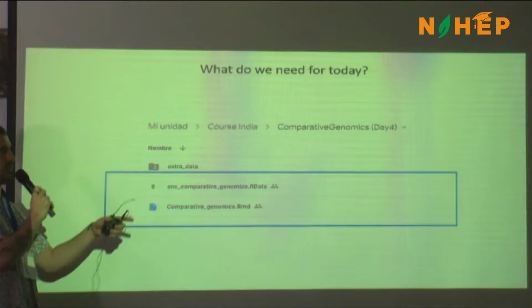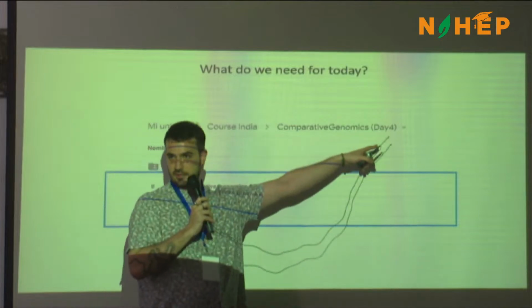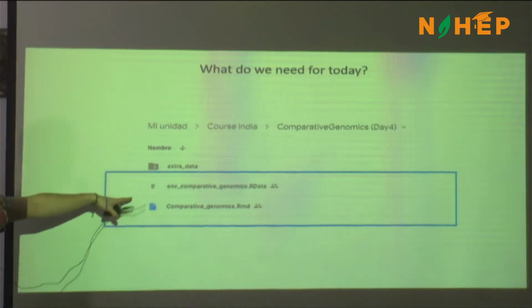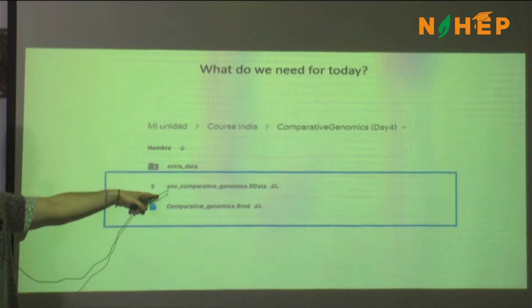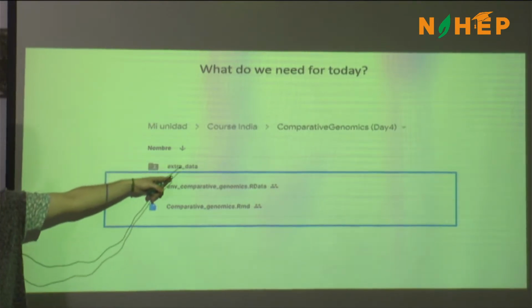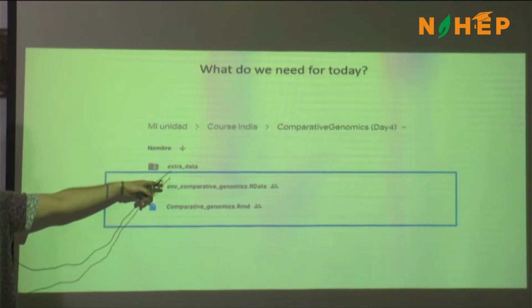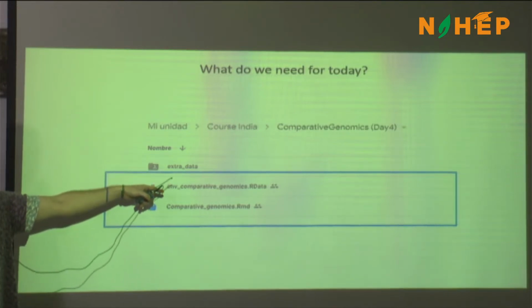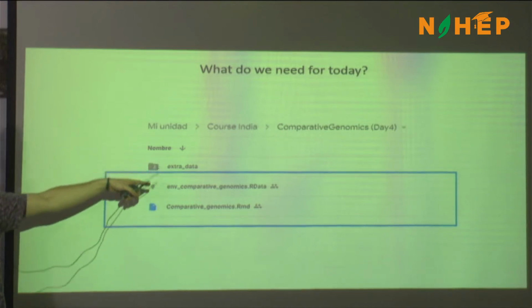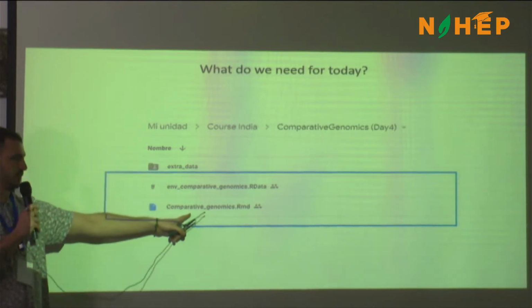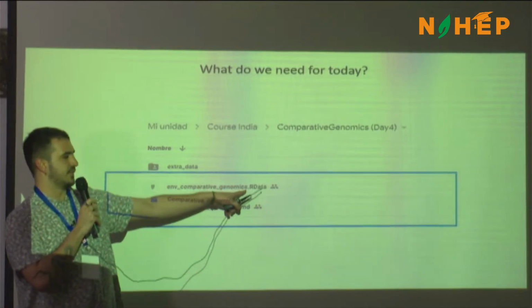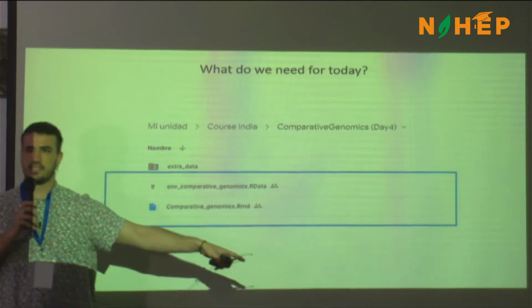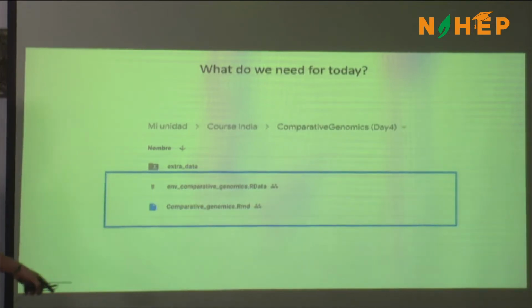Comparative Genomics Day 4, and you will just have to download these two files. You don't need to download the extra data. There I have outputs of some of the software that we use in the practical, but you don't need to run them. You just need these two files, the Comparative Genomics RMD and the comparative-genomics.RData. So just create a folder on your desktop and download those two files.